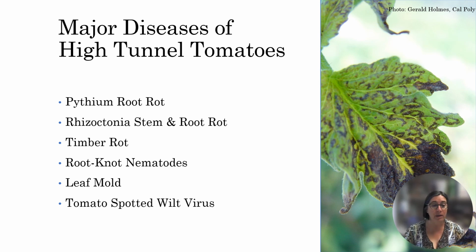So for example, Pythium root rot, Rhizoctonia stem and root rot, timber rot, root knot nematode, leaf mold, and tomato spotted wilt virus. So none of those show up as priority diseases in field production, but these are the priority diseases of high tunnel tomatoes in Kentucky, and that's what we're going to talk about today.